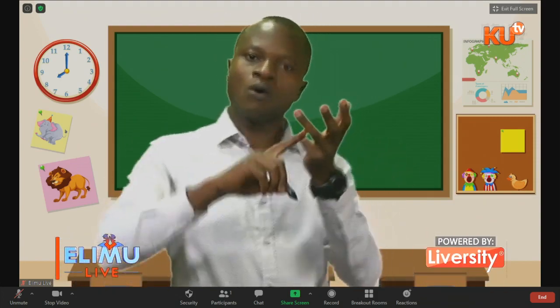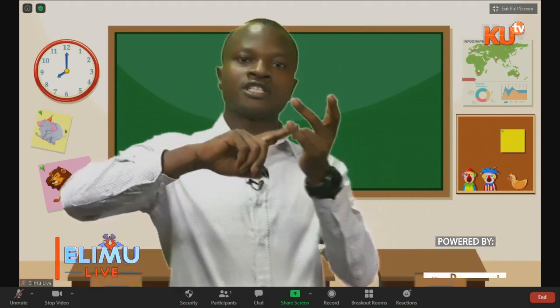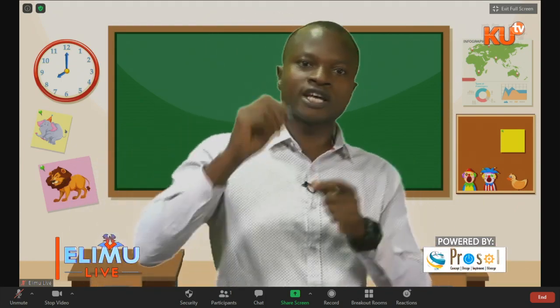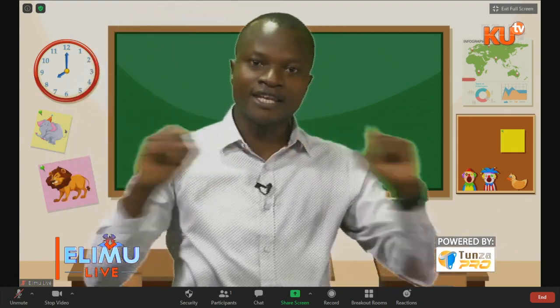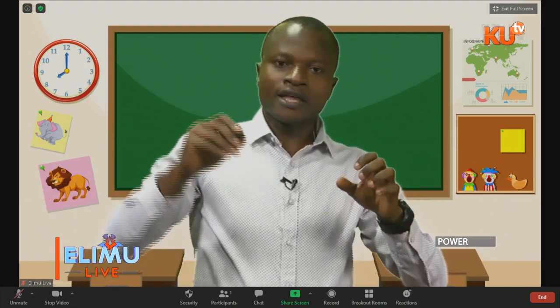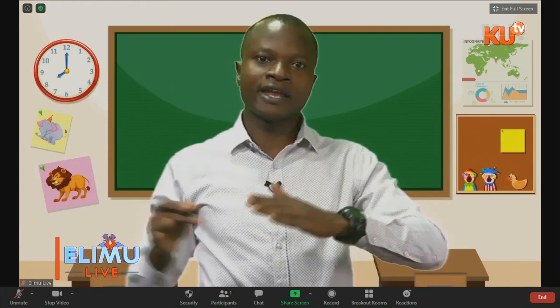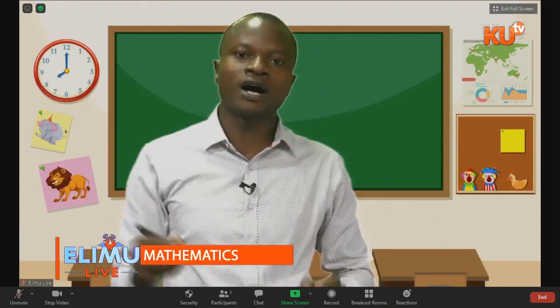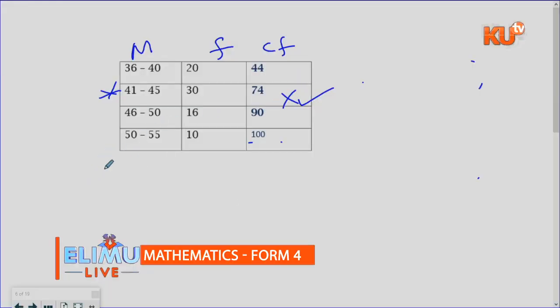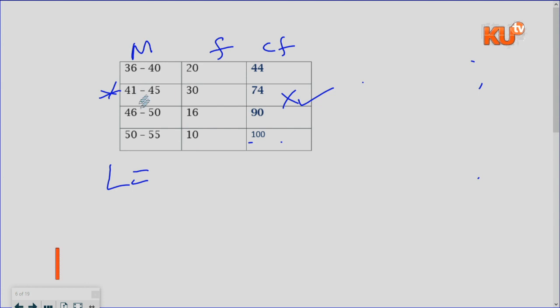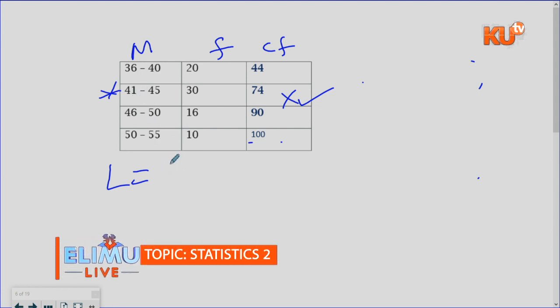you are supposed to find the lower class limit of that class. You are supposed to take the frequency of that class. You are supposed to take the cumulative frequency above that class. Then you are supposed to find its class interval. Class interval means the difference between the upper class limit minus the lower class limit. Then that will give you your I. So quickly, if we look at what we have identified, my L equals, what is the lower limit of this class? That will be 41 minus 0.5. That gives me 40.5. So you take 40.5.